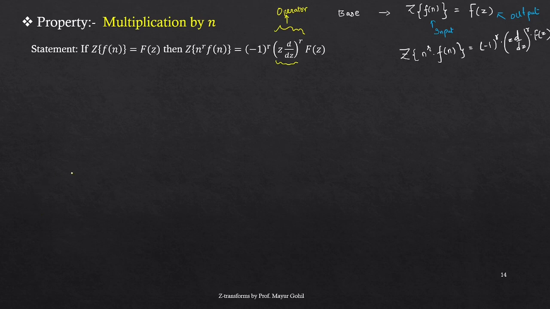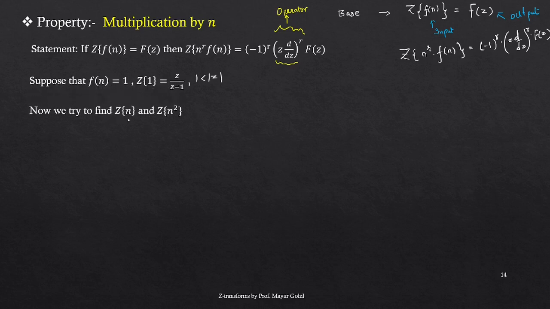So now suppose that we are given a sequence f(n) equal to 1. We now know that the Z transform of 1 is z over z minus 1, and the condition over here is 1 is less than mod z. We don't have to bother about the condition right now. Now we want to find Z transform of n and Z transform of n square. How do we start?